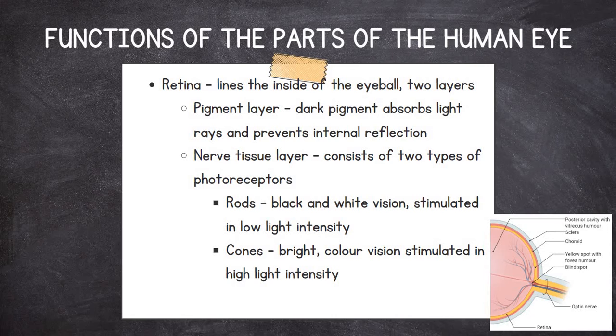And then also the nerve tissue layer consists of two types of photoreceptors. Now these are referred to as rods and cones. So the rods are responsible for our black and white vision, and they are stimulated in low light intensity. And then the cones are responsible for our bright and colored vision, and they are stimulated in high light intensity. So those are the different parts of this nerve tissue layer and what they are responsible for.